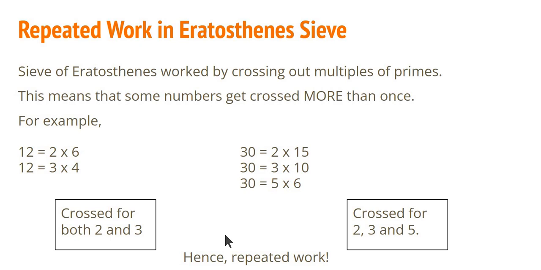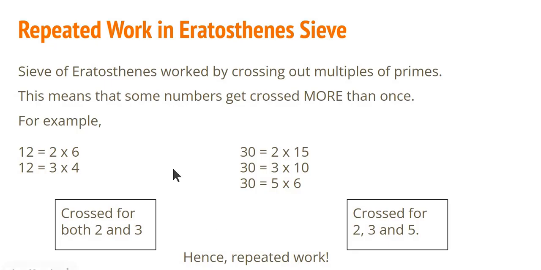We looked at the sieve of Eratosthenes and we realized that it works by crossing out multiples of prime numbers. However, what that means is that some numbers get crossed more than once. For example, 12 will get crossed out when we mark out multiples of 2, and also multiples of 3, because 12 is 2 times 6 and 3 times 4. Likewise, 30 is going to be crossed out for multiples of 2, 3, and 5. What that means is that there is a degree of repeated work going on in the Eratosthenes sieve.